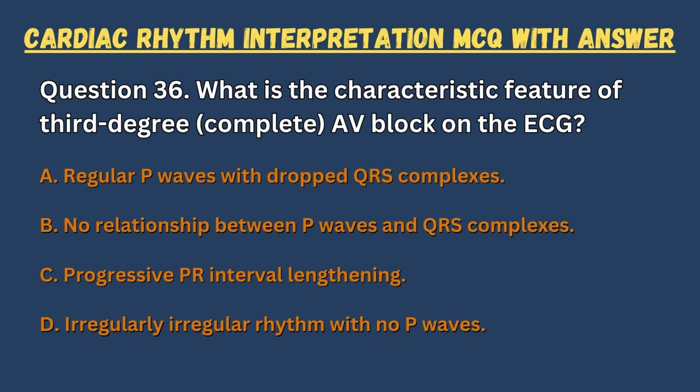Question 36. What is the characteristic feature of third-degree, complete, AV block on the ECG? A. Regular P waves with dropped QRS complexes. B. No relationship between P waves and QRS complexes. C. Progressive PR interval lengthening. D. Irregular rhythm with no P waves.